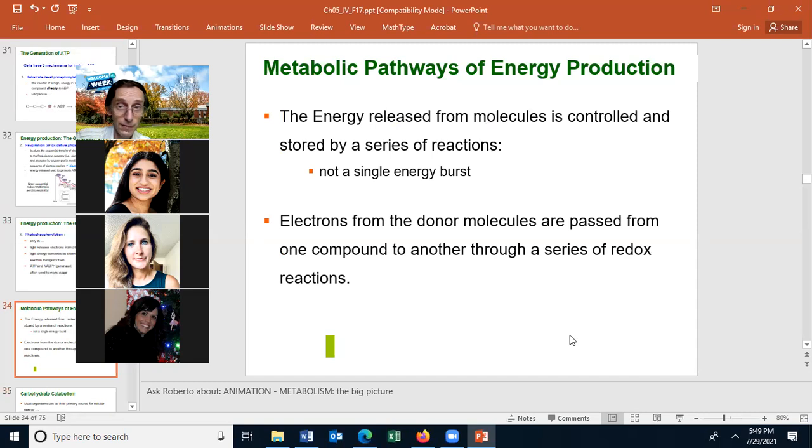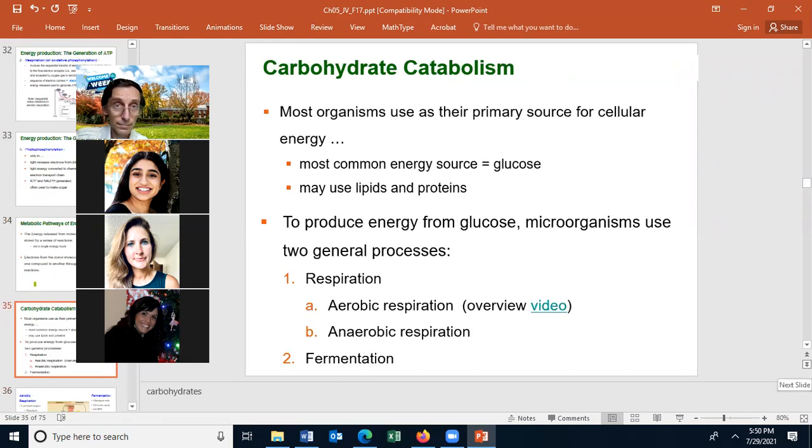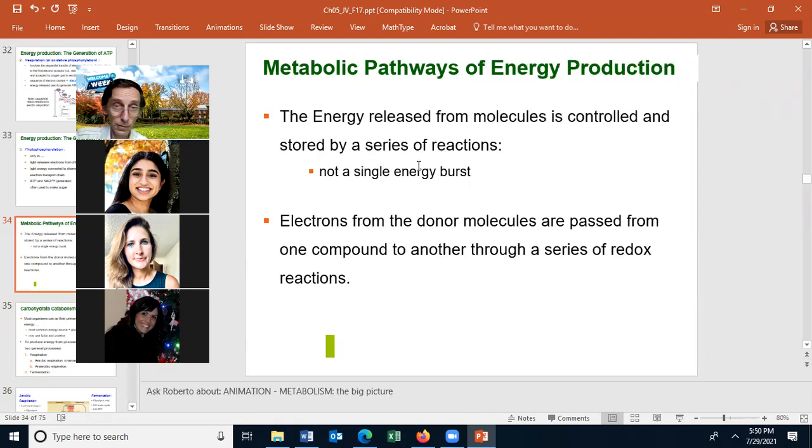The energy is released from molecules in our cells to make ATP, and it's released in controlled ways in a series of steps, and it's stored by ATP. And it's not done in a single energy burst, because if that happened our cells would be too hot and they'd die. Electrons are passed from donor molecules like glucose, and they're passed from one compound to another through a series of redox reactions. And that happens in the electron transport chain of aerobic respiration, which we'll look at in a little bit.